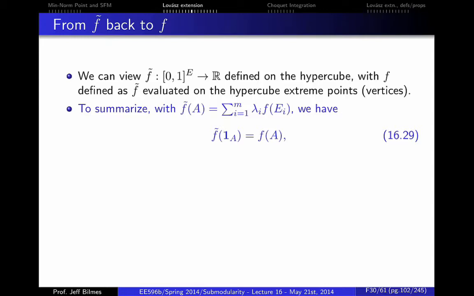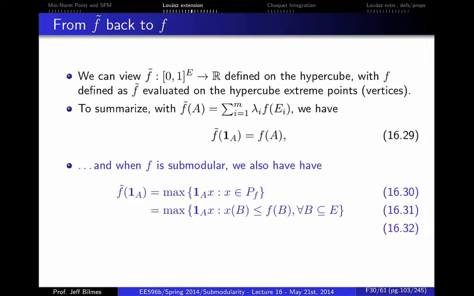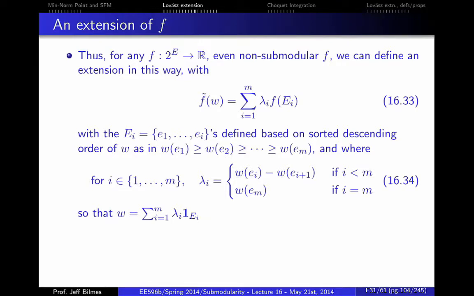So let's see if we can summarize this. We defined f tilde in this way, which is this sort of interpolation of valuations of e. For any function, if we've defined lambda in this particular way, we have that f tilde of the characteristic vector of A is equal to the original valuation at A. f doesn't need to be submodular. And moreover, when f is submodular, we have that this is true and then this is true, based on the greedy algorithm, and this can be solved by the greedy algorithm. So for any function, even when it's non-submodular, we can define it in this fashion. Okay? That's all we're saying.